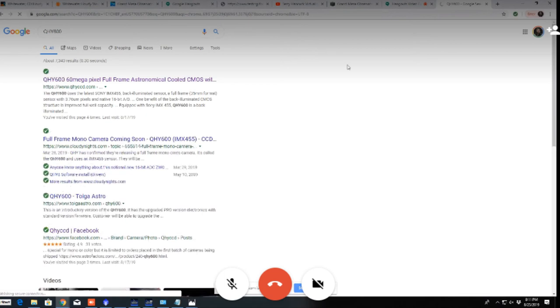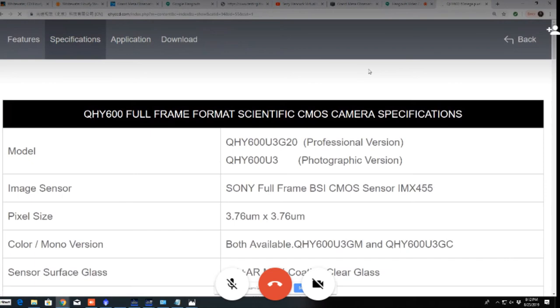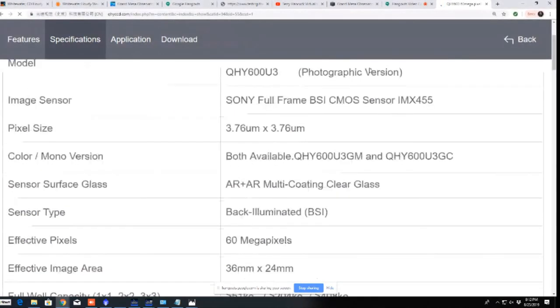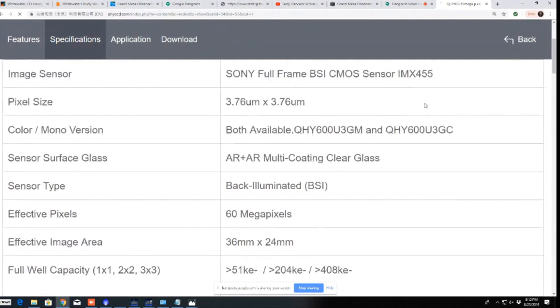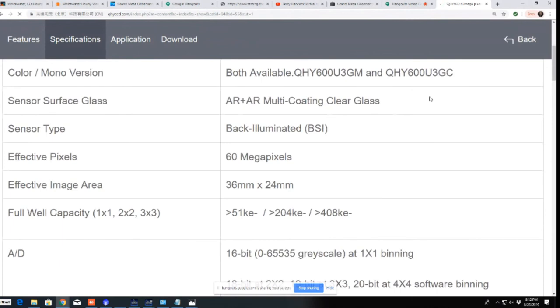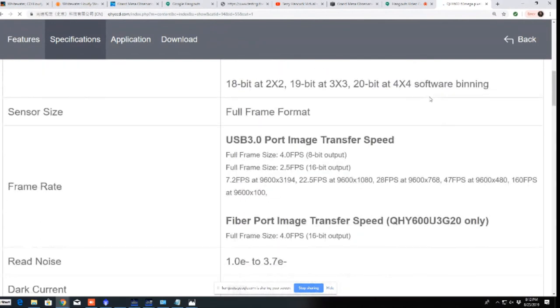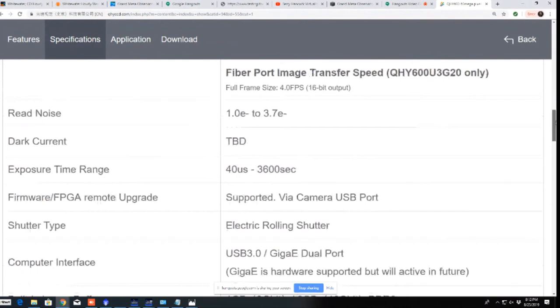The camera is 60 megapixels, and the sensor size is 24 millimeters by 36 millimeters. The pixel size is 3.76 by 3.76 microns, and it's a back illuminated sensor, and it's also 16 bit. Okay. Hope that answers the question. Thank you. I hope it does. That just came up in YouTube. Thank you.